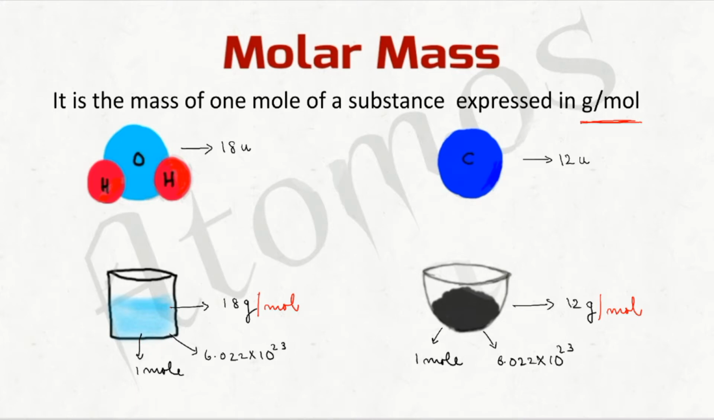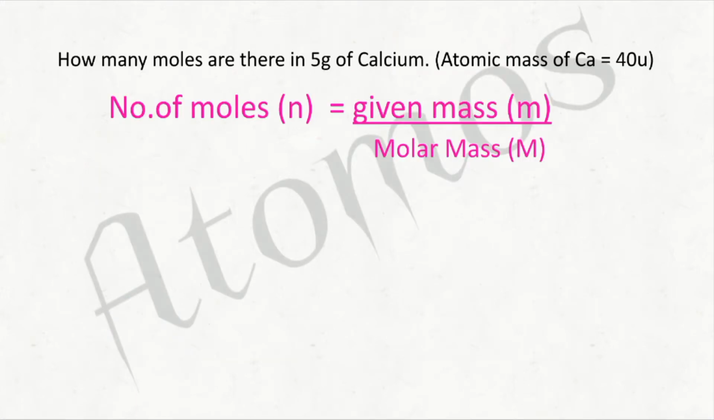So we have learned all the basic concepts related to mole. Now you are able to do all the problems also. So let's try that. Now see this question. How many moles are there in 5 gram of calcium? Atomic mass of calcium is equal to 40 units. Okay. So to do some basic problems of mole concept, we can often use this formula. You can note it down. Number of moles is equal to given mass divided by molar mass.